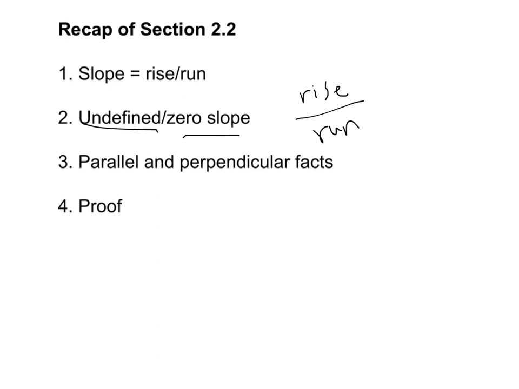And then lastly, we had some parallel and perpendicular facts. You have to know that the slopes of parallel lines are equal, and the slopes of perpendicular lines are opposite reciprocals. And finally, we looked at a proof for how we know this to be the case, that the slopes of perpendicular lines are opposite reciprocals. And you may have found that a little bit challenging because it draws on geometry knowledge, but it's a good practice for your first proof in this class.